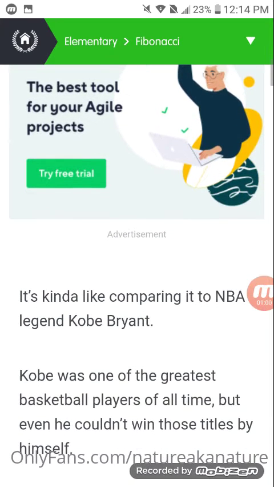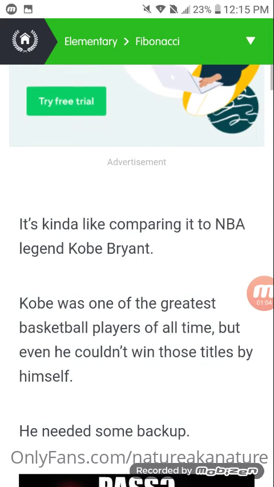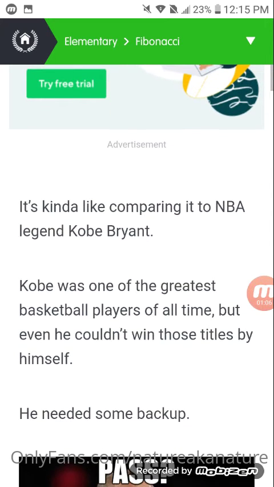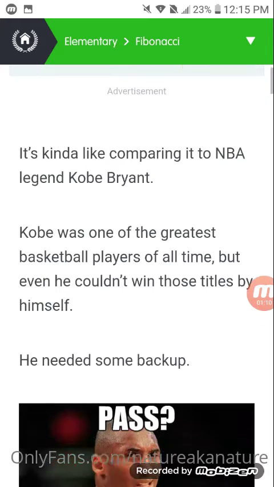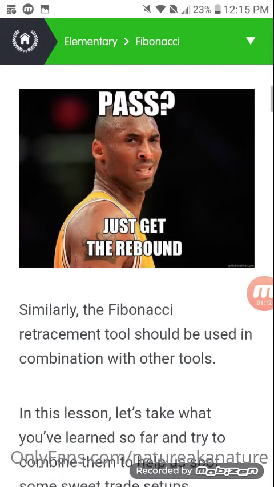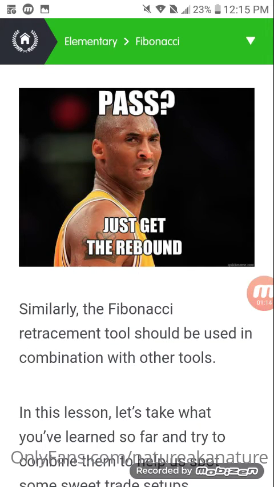It's kind of like comparing it to NBA legend Kobe Bryant. Kobe was the greatest basketball player of all time, but he couldn't win those titles by himself. He needed some backup, the guys who just get the rebounds. It's similar with the Fibonacci retracement tool. It's like the Kobe tool, but it should be used in combination with other tools.